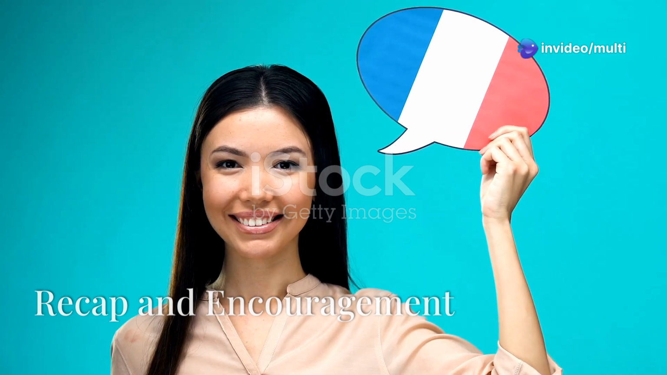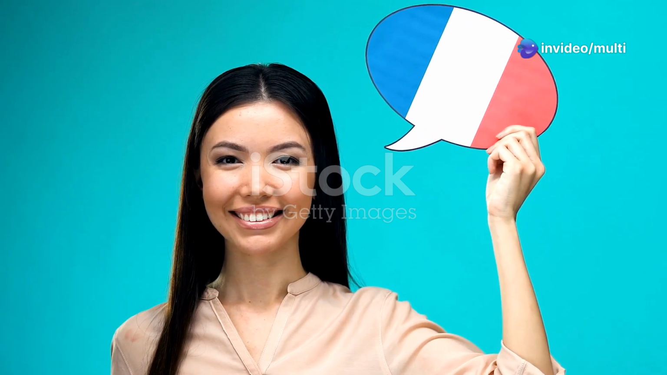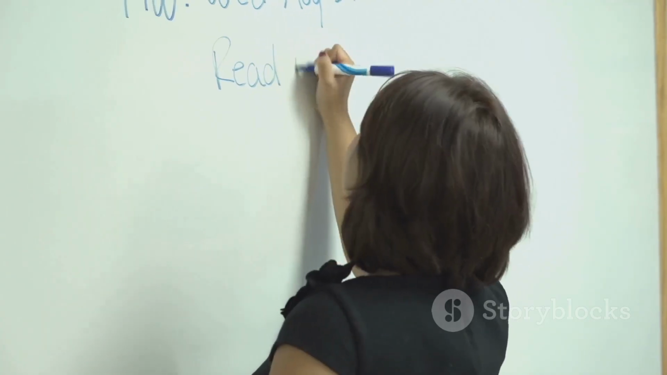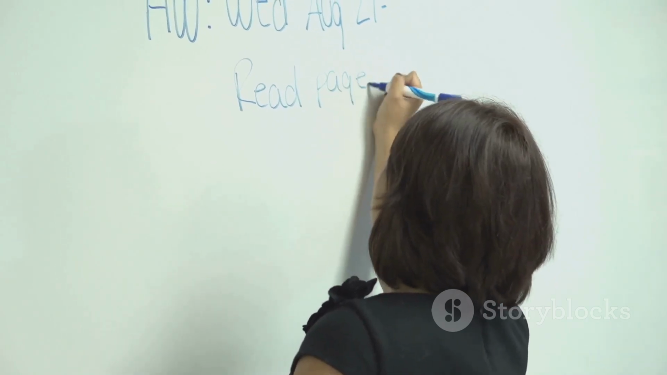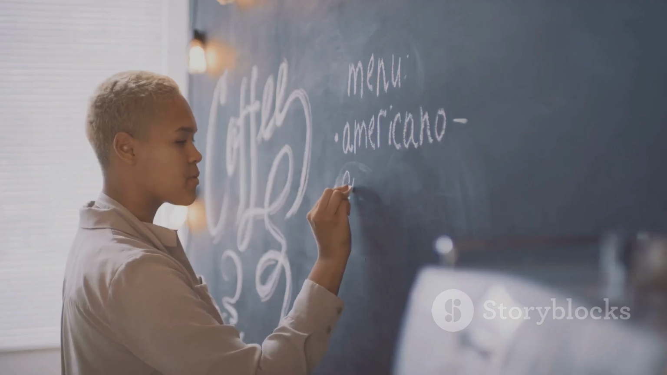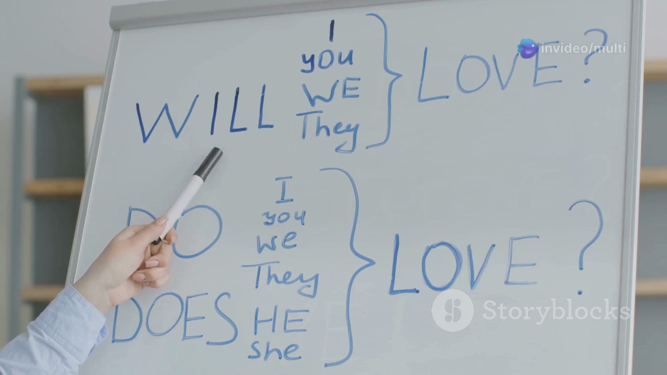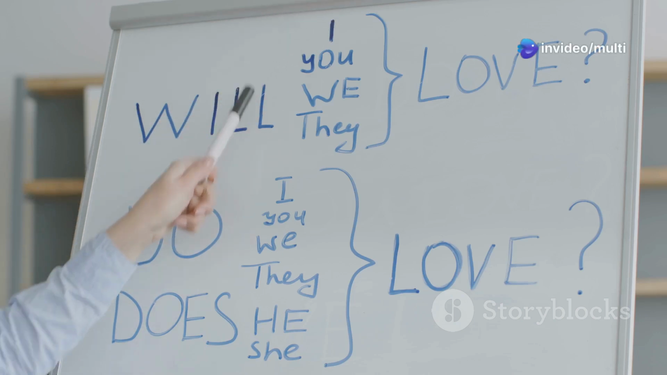To recap, we use avoir to express hunger, thirst, fear, drowsiness, and pain. Practice these phrases. J'ai faim, j'ai soif, j'ai peur, j'ai sommeil, j'ai mal. Keep practicing and soon you'll sound just like a native French speaker.